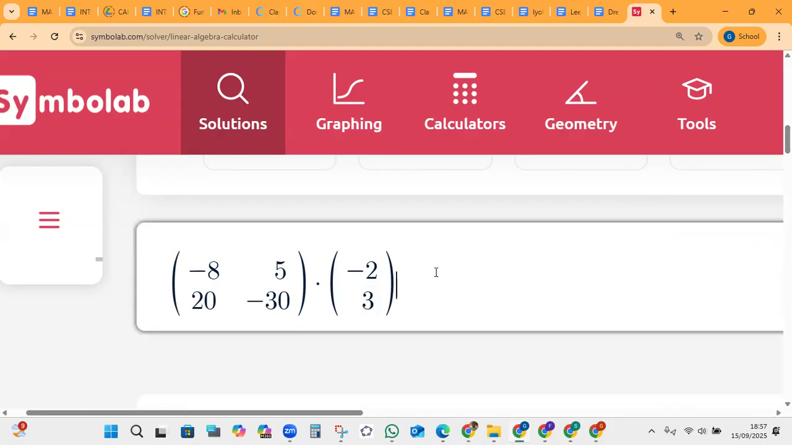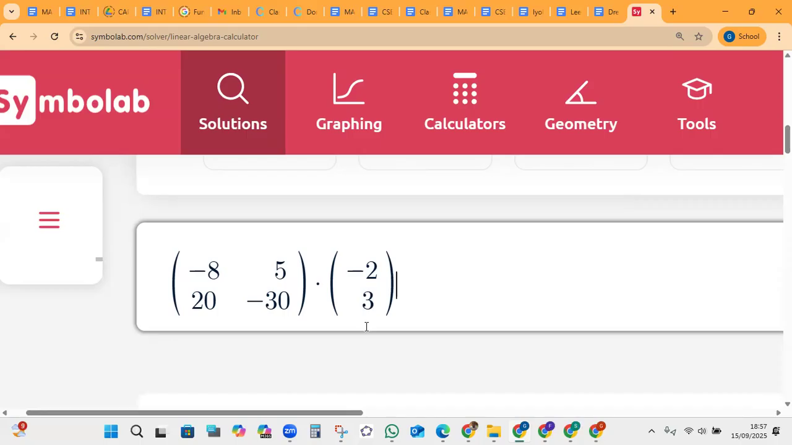Now, when you are multiplying matrices, you must multiply the row by the column. Okay? And you have to multiply corresponding entries, so that you use all the numbers in the row with all the numbers in the column. As you can see, in this row you have two entries, -8 and 5, and in this column you have 2 entries, -2 and 3. So therefore, multiplication is possible.